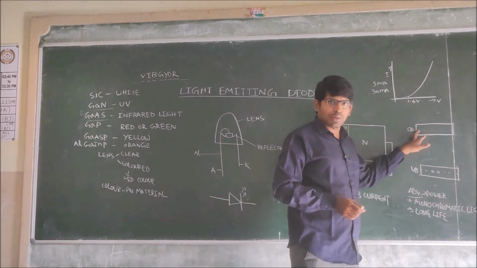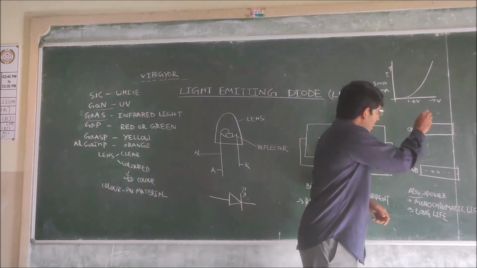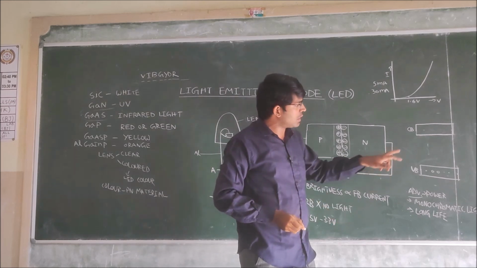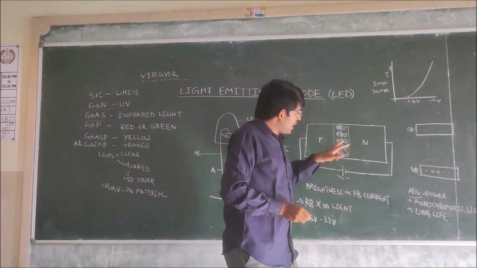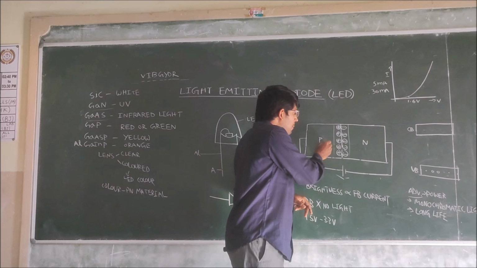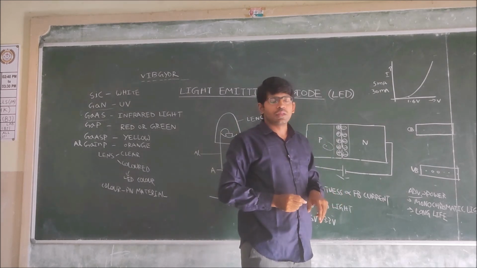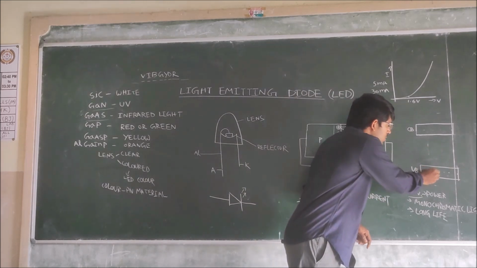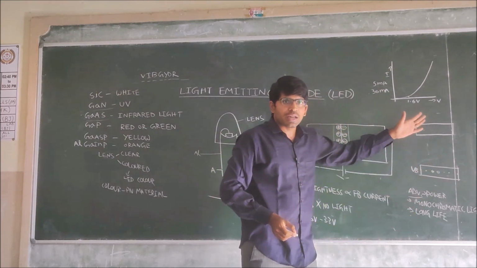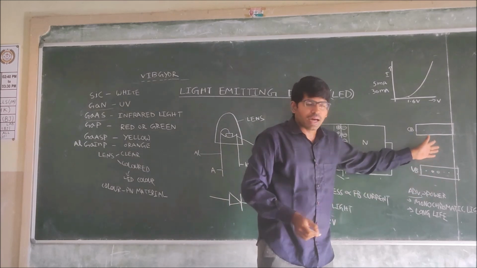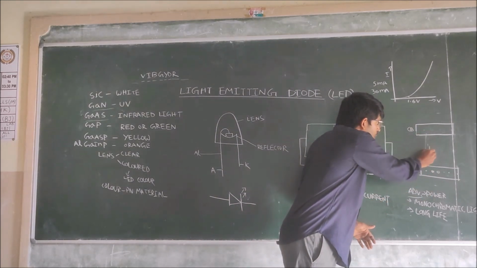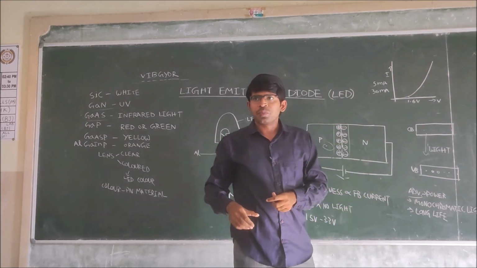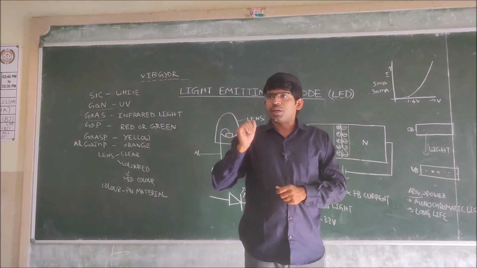Here this is a conduction band, this is a valence band. When electrons are moving from n-type semiconductor to the p-type semiconductor, the electrons in the interatomic gaps are recombining with the holes. So these electrons in the conduction band are recombining with the holes. When they are recombining with the holes, they are releasing the energy in the form of light. This is how a light emitting diode is working.